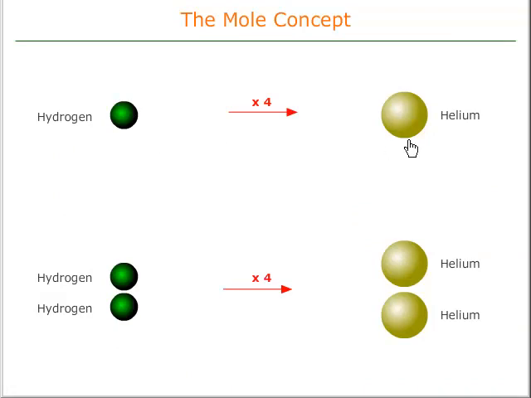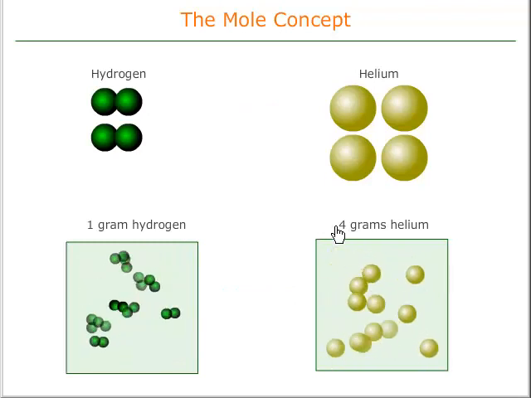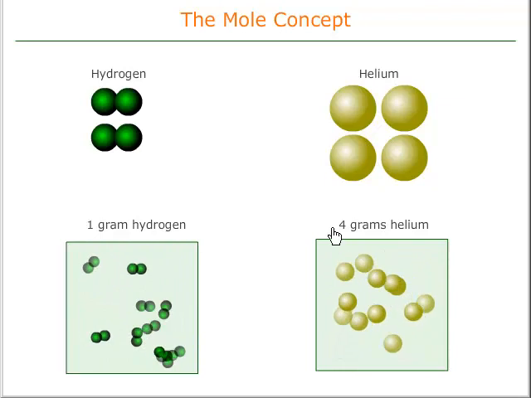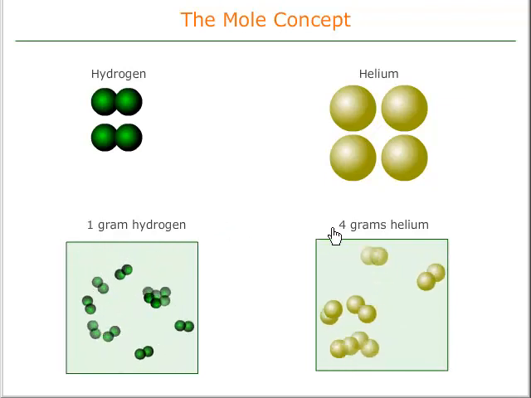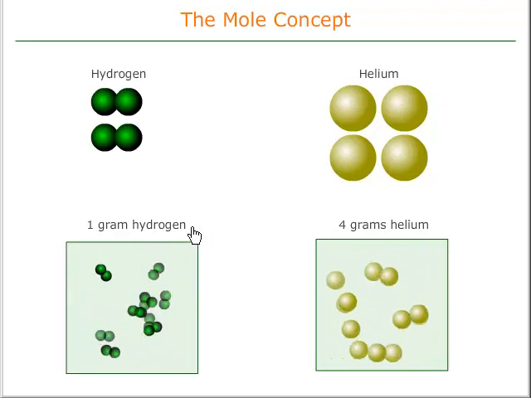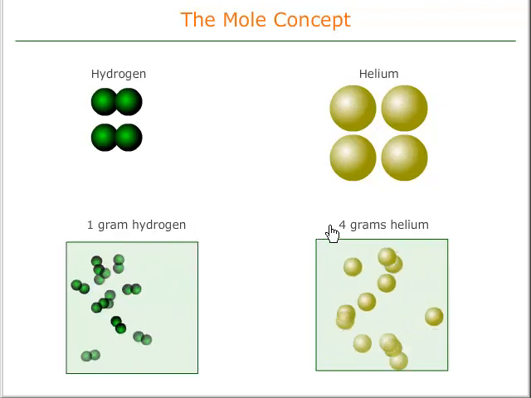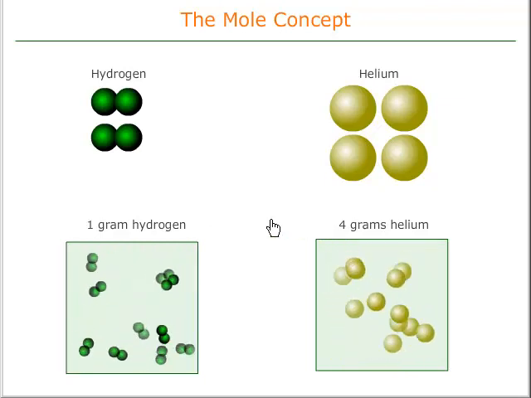Now if we know the relative masses of two atoms, well, we also know the relative masses of groups of atoms. If we take 2 helium atoms, they will have 4 times the mass of 2 hydrogen atoms. If we were to take 10 helium atoms, they would have 4 times the mass of 10 hydrogen atoms. In other words, whenever we have 4 times the mass of helium as hydrogen, we must have the same number of atoms. So if we take 4 grams of helium and 1 gram of hydrogen, because 4 grams is 4 times the mass of 1 gram, there must be the same number of atoms in 4 grams as in 1 gram. Now grams are the standard unit of measurement in a laboratory, so it makes sense to use these values.